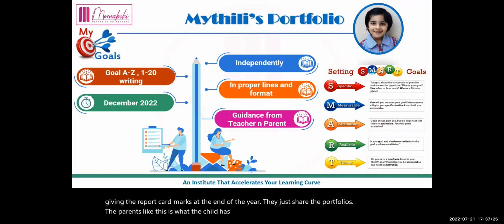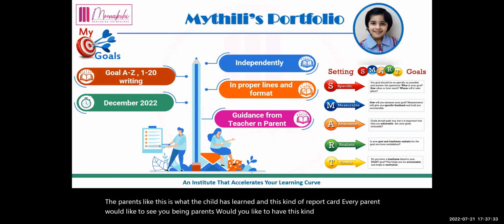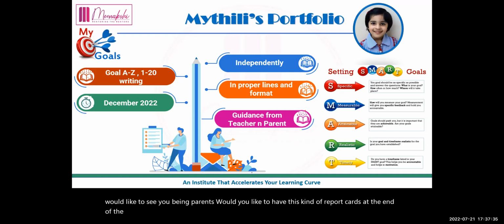And this kind of report card, every parent would like to see. See, you being parents, would you like to have this kind of report card at the end of the year for your child's growth? Or do you just want, in English, the child has scored 20, then 30, then 40? What kind of portfolio would you like to have?